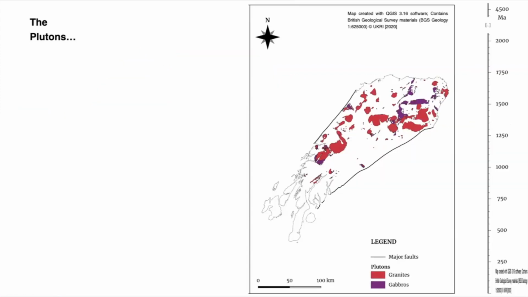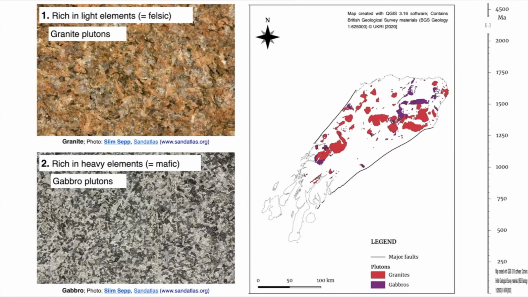The Grampian terrain was affected by several episodes of magmatic intrusions. Different magmas originated at different depths. Those coming from shallower depths were rich in light elements, while those coming from greater depths were rich in heavy elements. The plutons formed from felsic magma were granites. Those formed from mafic magma were gabbros.